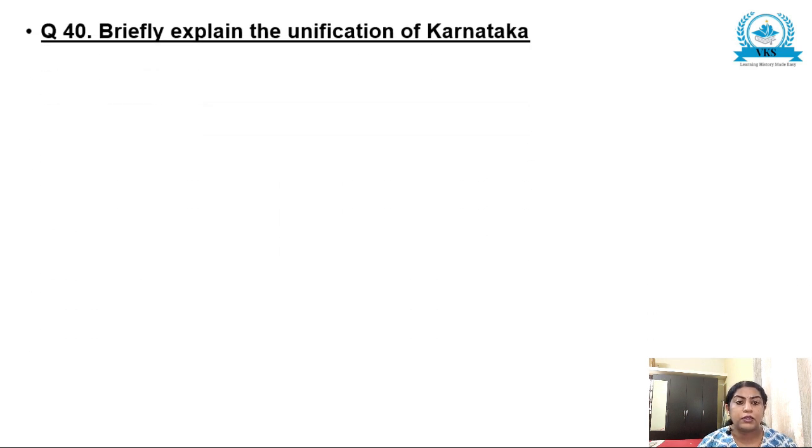So all these were the contributions of Raja Ram Mohan Roy towards socio-religious reforms. So that is again a 5-mark question. Now the last 5-mark question in this paper is: briefly explain the Unification Movement of Karnataka.